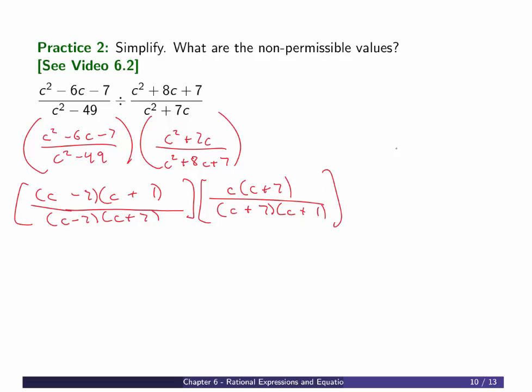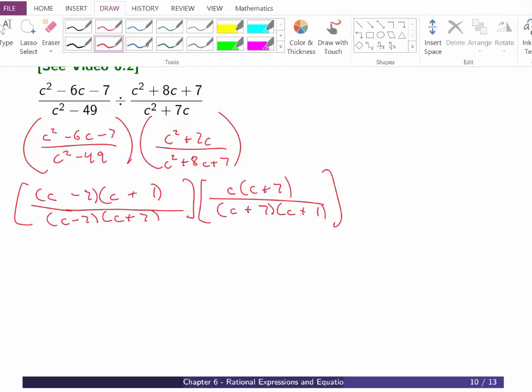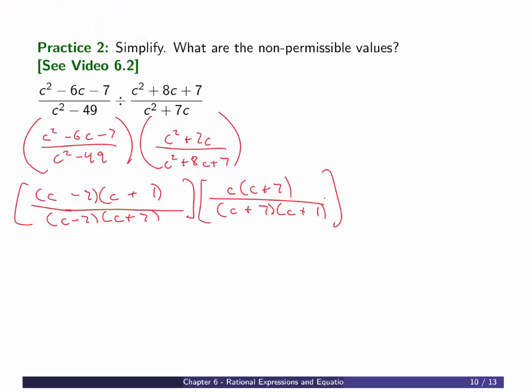Easy. So the non-permissible values, which I'll start doing in blue, are, look at the bottoms. Look at the bottoms here. So clearly c cannot be 7 or minus 7 or 1. So it can't be negative 1. Sorry, negative 1. Let's put negative 7 first, negative 1, and then positive 7. Okay, can't be any of those guys.